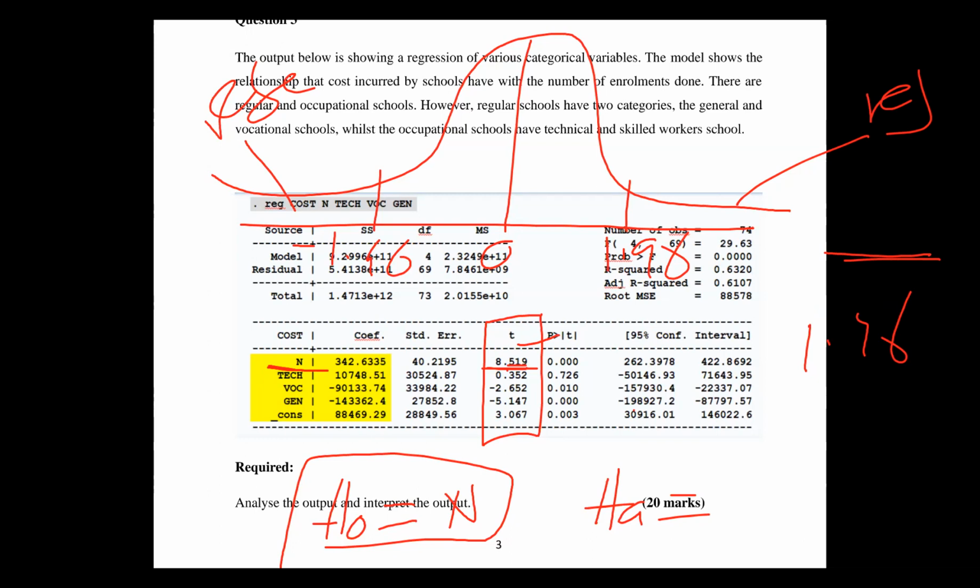Or you can still say at 5% level of significance, which is the same thing. You can use the confidence interval or use the significance level. At 5% level of significance, we reject the null hypothesis. Therefore, enrollments in workers' school are statistically significant to the model. It's still the same thing.